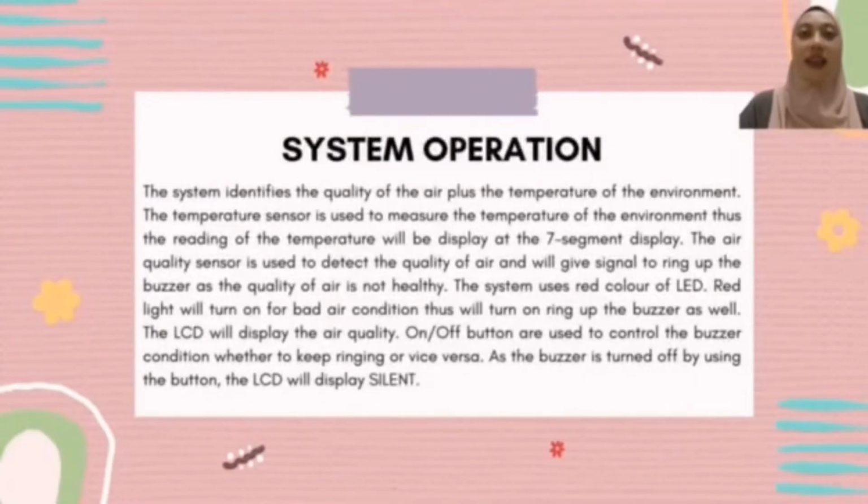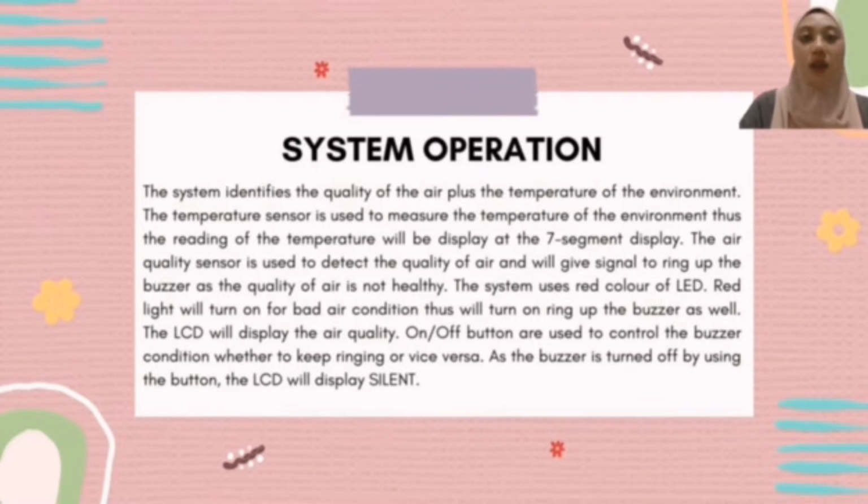System operation. The system identifies the quality of the air plus the temperature of the environment. The temperature sensor is used to measure the temperature of the environment, thus the reading of the temperature will be displayed at the 7-segment display. The air quality sensor is used to detect the quality of air and will give a signal to ring the buzzer as the quality of air is not healthy. The system uses a red LED. The red light will turn on for bad air condition, and the buzzer will ring as well.